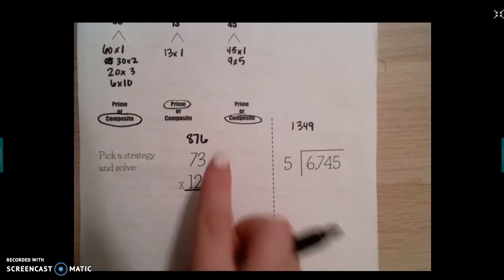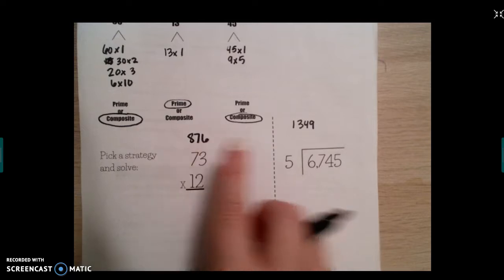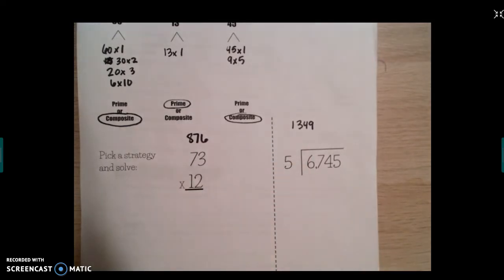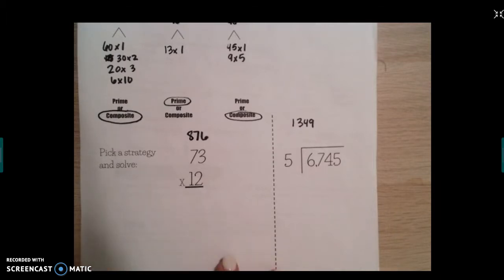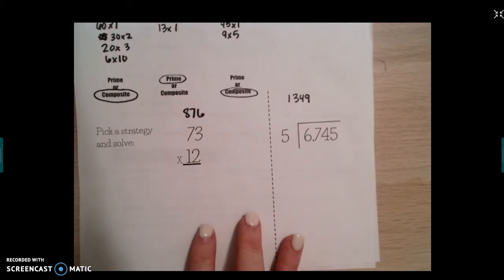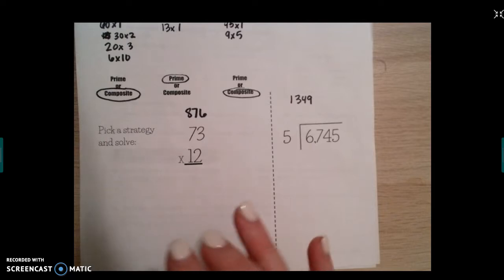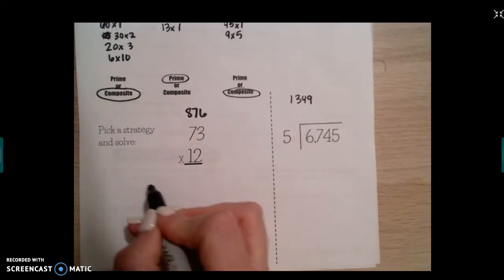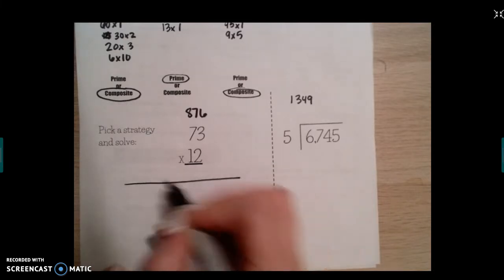For the multiplication, here's your answers. 876, 1,349. If you got those right, you can go ahead and skip forward to the main course section. If not, you're going to watch how we go over these. I'm going to do the partial product, the area model again.